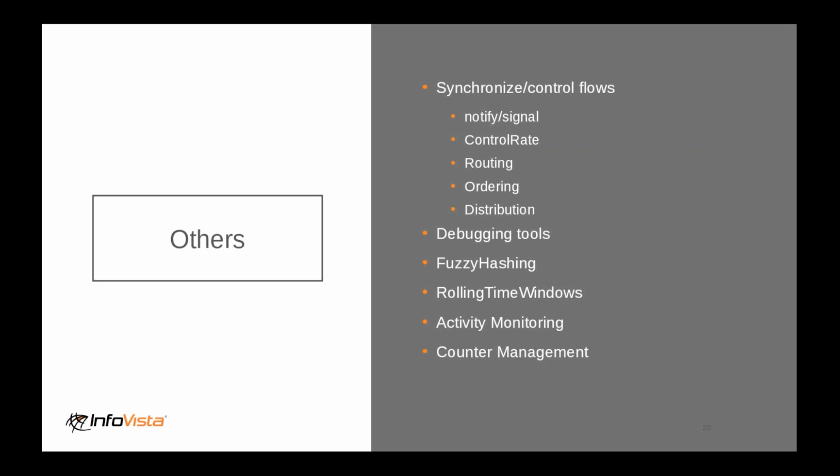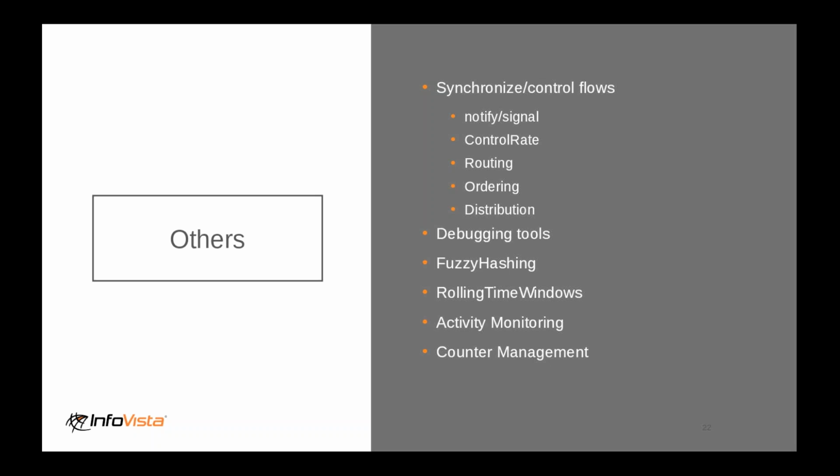So others, we can synchronize and control flows, meaning that we can make the flows talk to each other, so they are synchronized with, for example, an external system. So if a flow file is processed before time, it will wait until its turn. We can do routing of the flow files. We can order them, reorder them, classify them, distribute them.